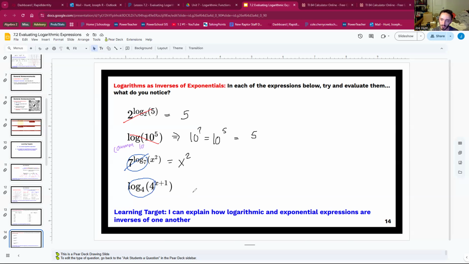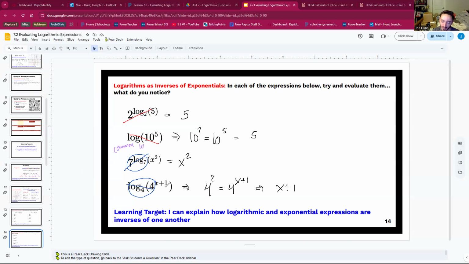Same thing down here for this logarithmic expression. If I've got the log base 4 of 4 to the x plus 1, well, what I'm really saying here is 4 to the what equals 4 to the x plus 1. And that must mean that my power is just x plus 1, right? It's like they're canceling each other out completely.